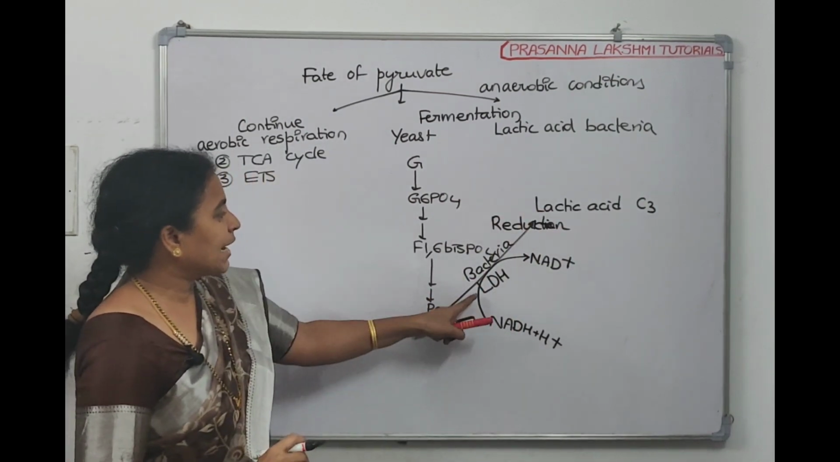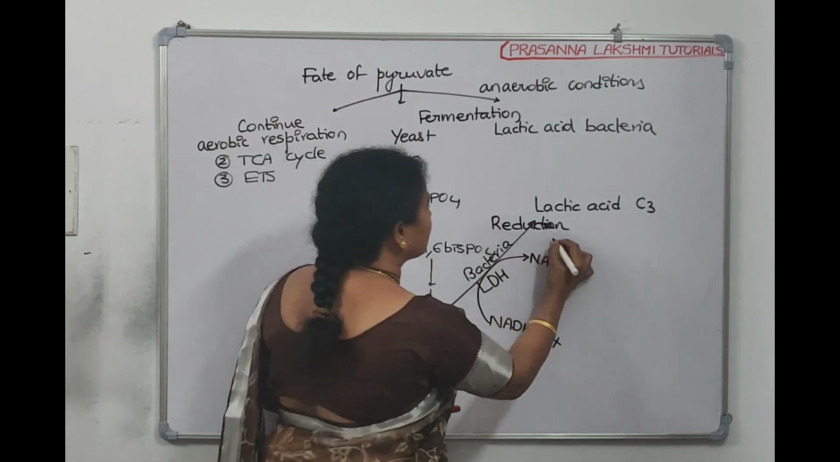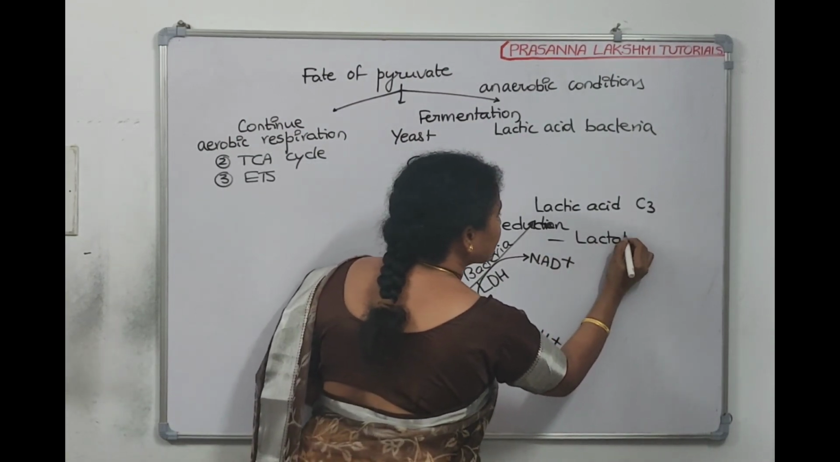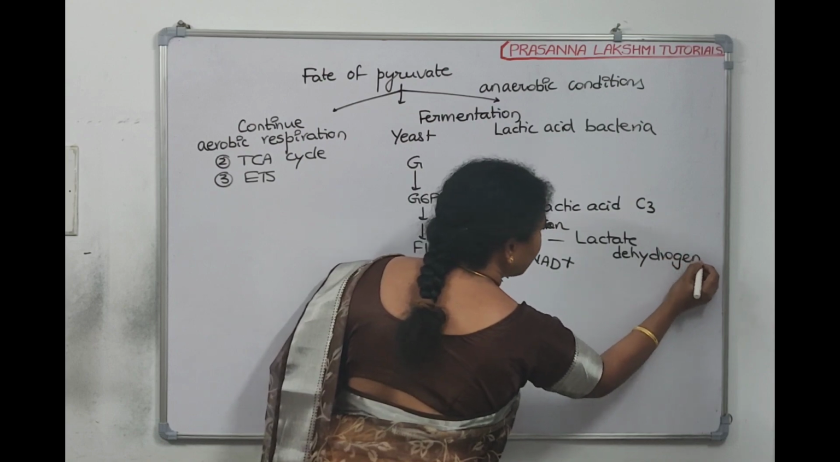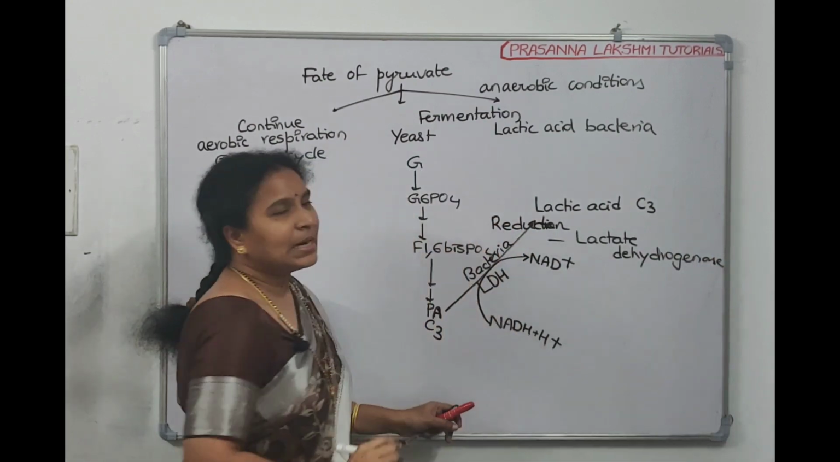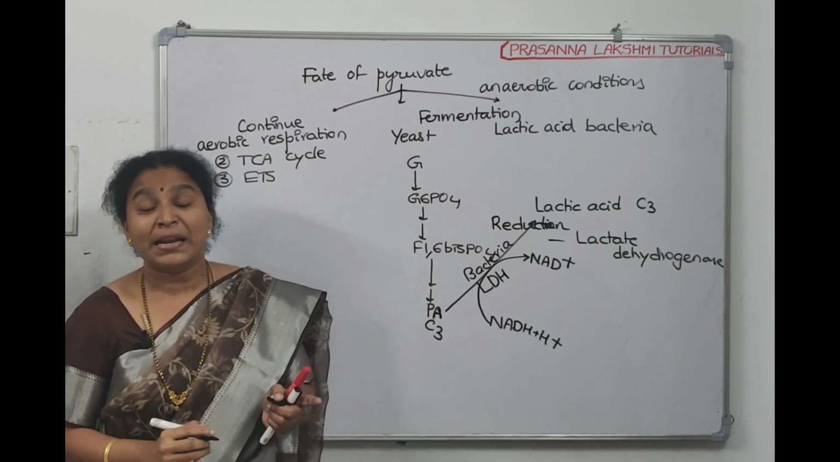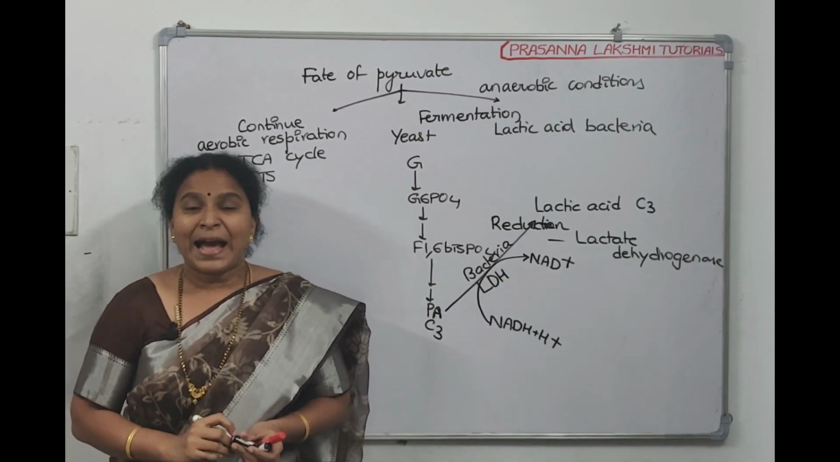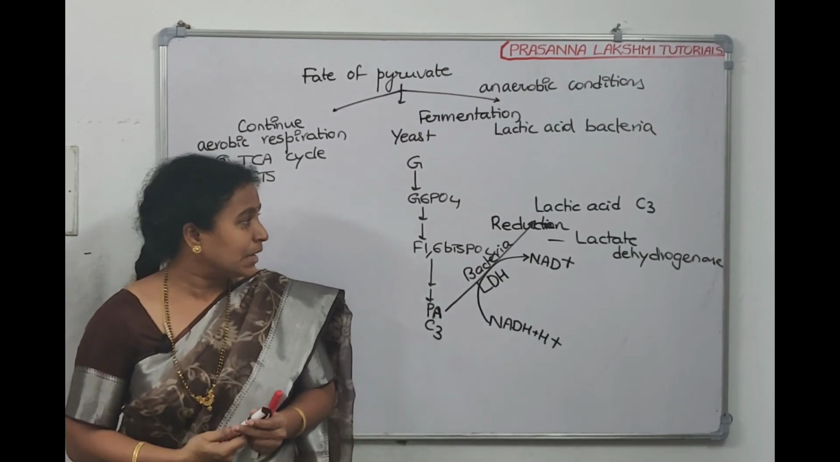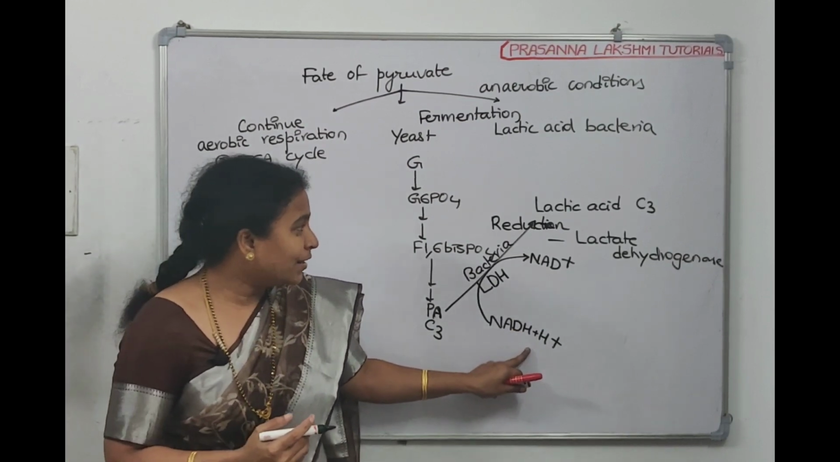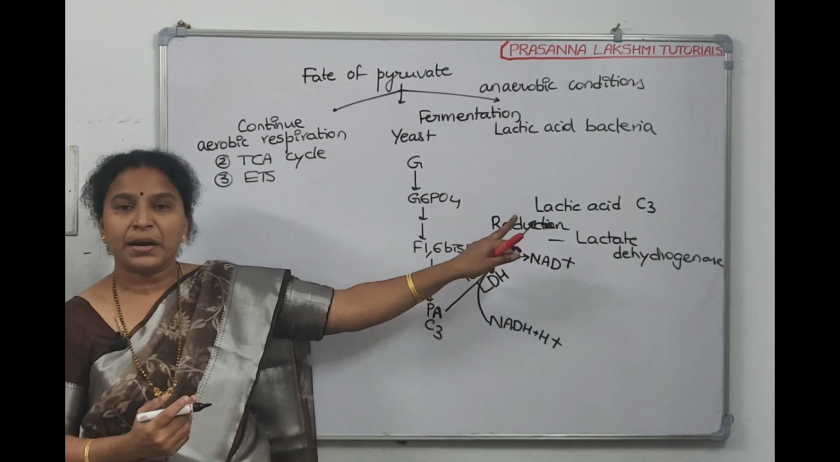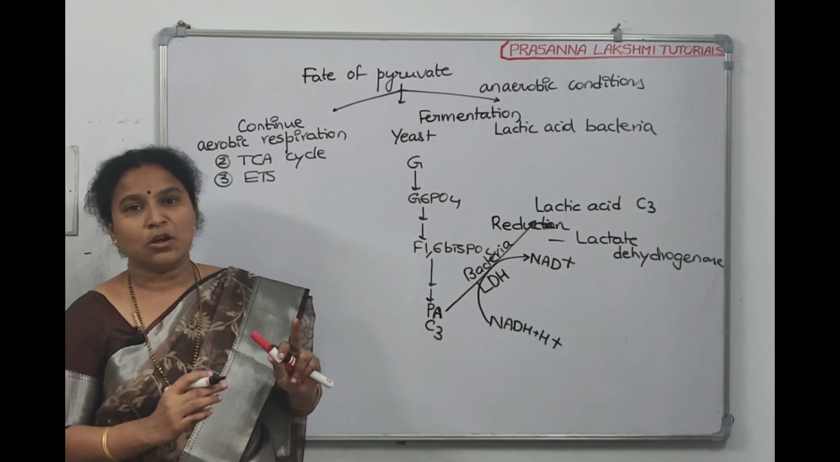The name of the enzyme is lactate dehydrogenase. It happens in lactic acid formation, when milk is getting converted to curd, lactose gets converted to lactic acid in this manner, where the NADH plus H plus molecules are used up to make a 3-carbon lactic acid. Carbon dioxide is not involved.